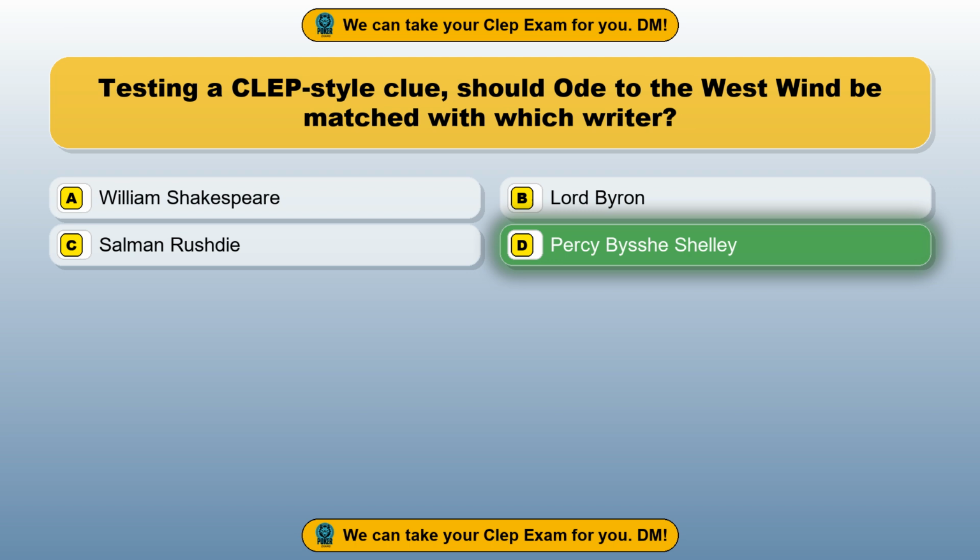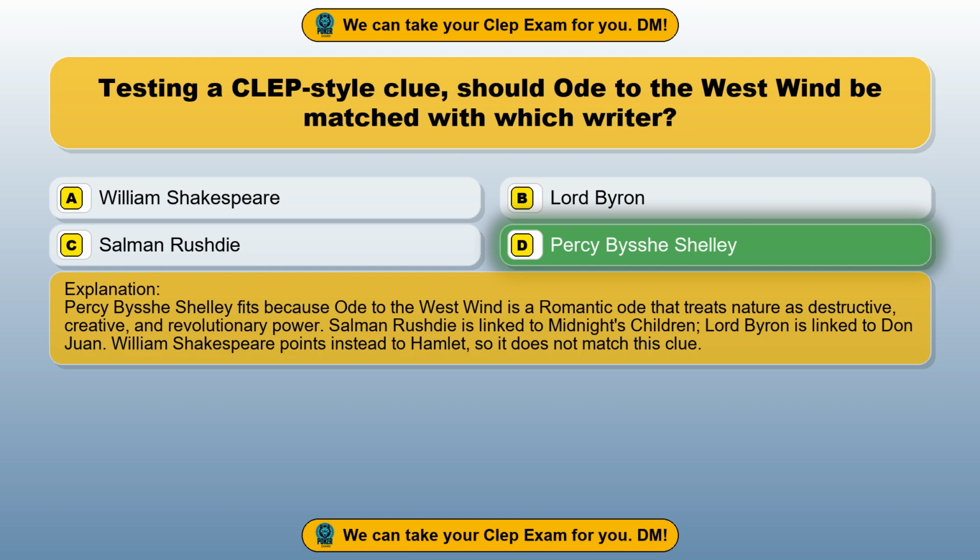Percy Bysshe Shelley. Percy Bysshe Shelley fits because Ode to the West Wind is a romantic ode that treats nature as destructive, creative, and revolutionary power. Salman Rushdie is linked to Midnight's Children, Lord Byron is linked to Don Juan. William Shakespeare points instead to Hamlet, so it does not match this clue.